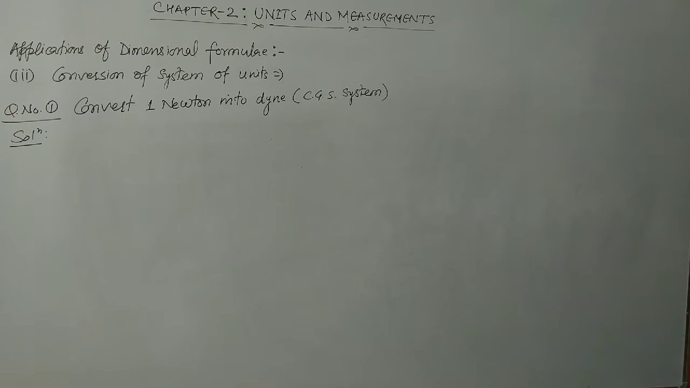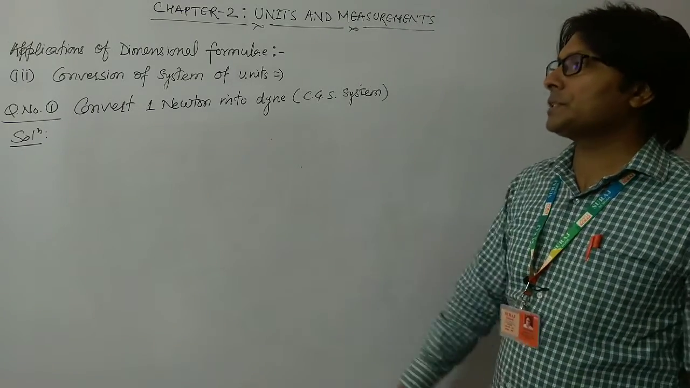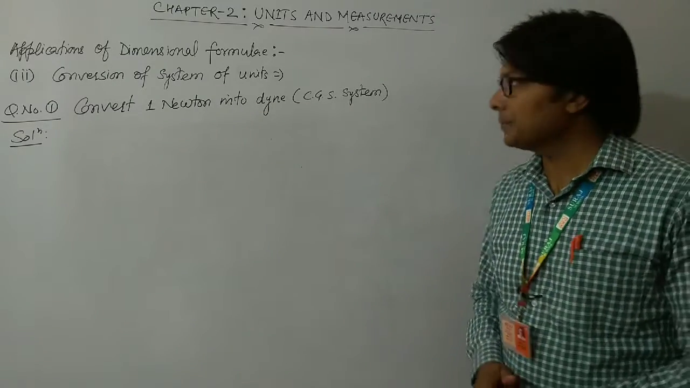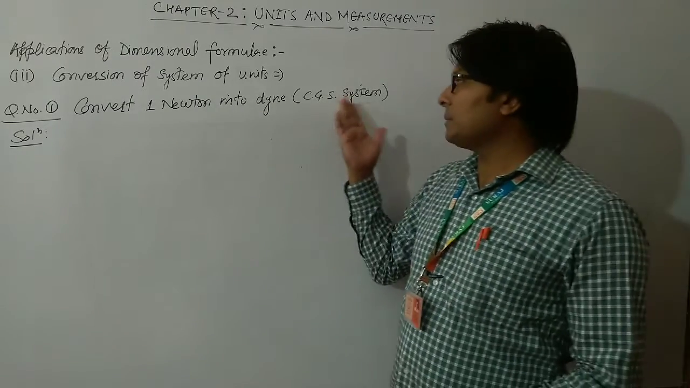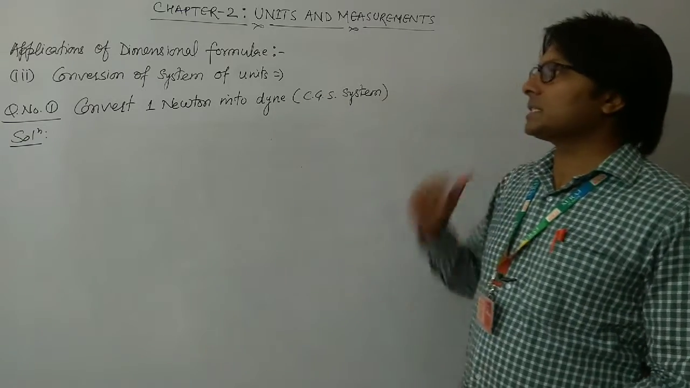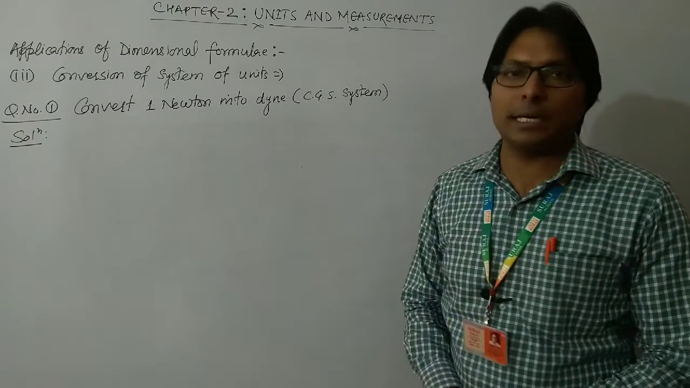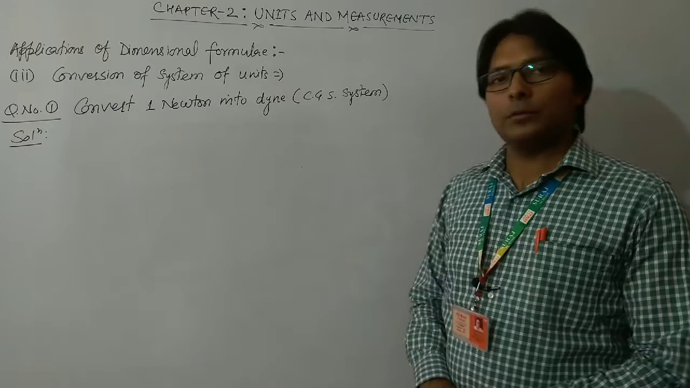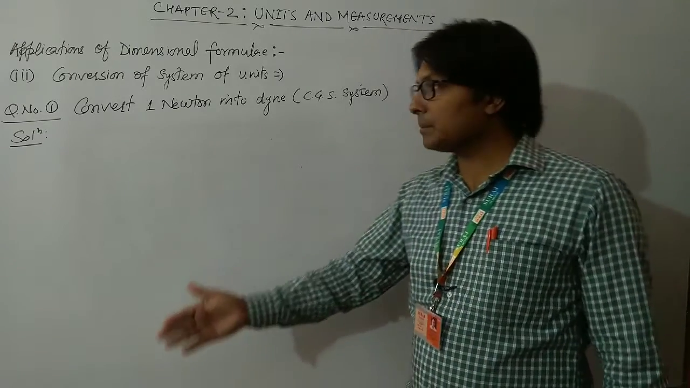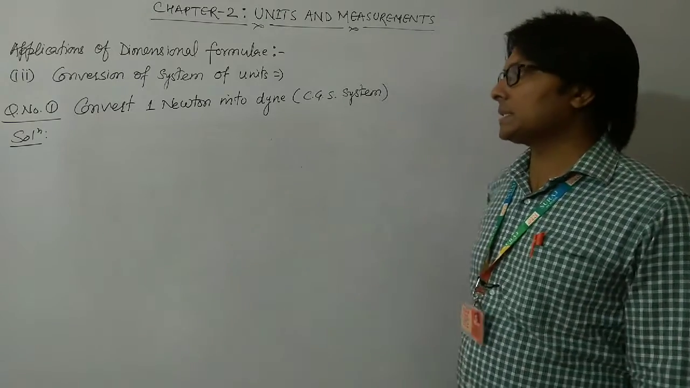Okay, so we are moving on to the numerical problems of this topic. The very first question is, convert 1 Newton into dyne. It has been mentioned that dyne is the unit of force in the CGS system, and as you all know, Newton is the SI unit, or we can say MKS unit of force. So we have to convert force from the MKS system to the CGS system.